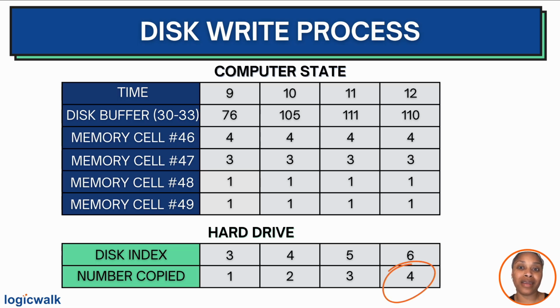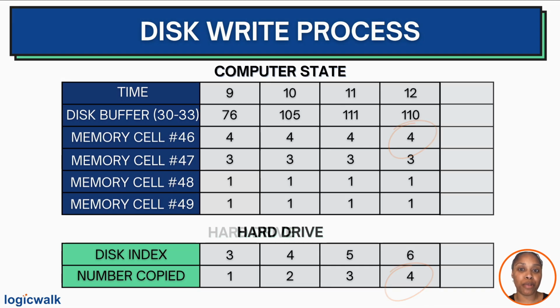Now that the number copied equals the data size, the disk operation is finished. And at time 13, memory cells 30 through 33 and memory cells 46 through 48 remain unchanged. And then the hard drive turns off cell 49 and resets the number copied to 0. Let's take a more generalized look at the disk write properties.